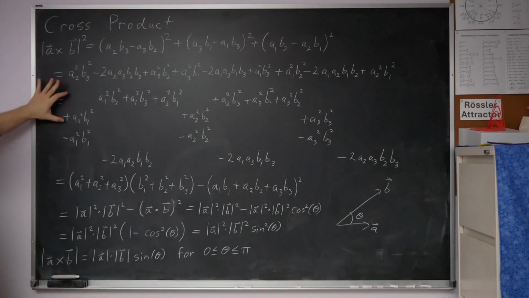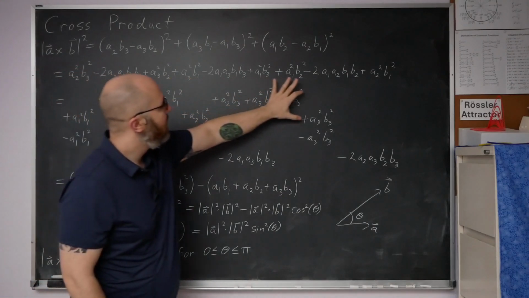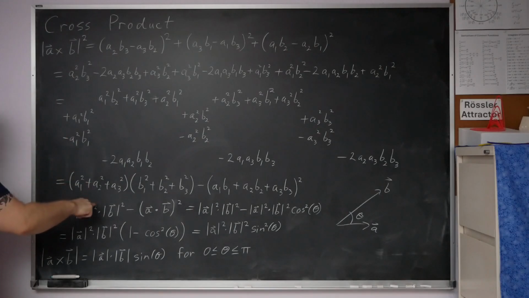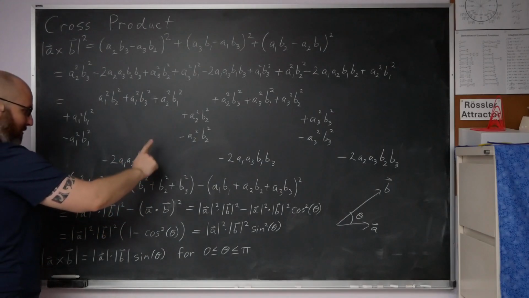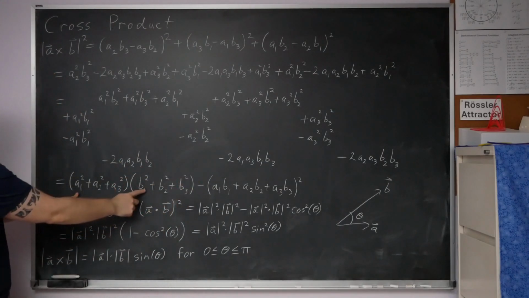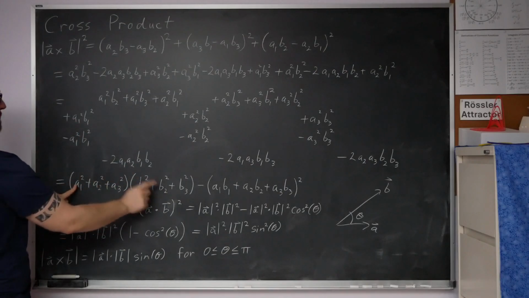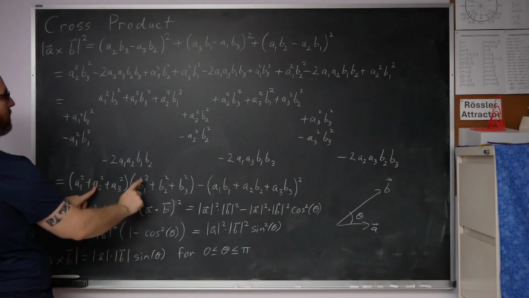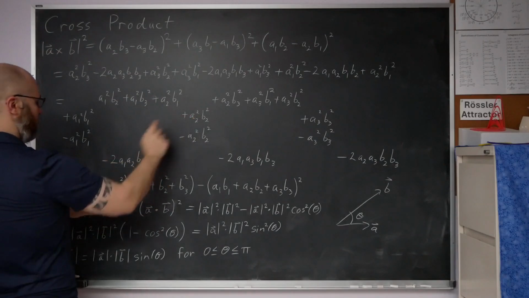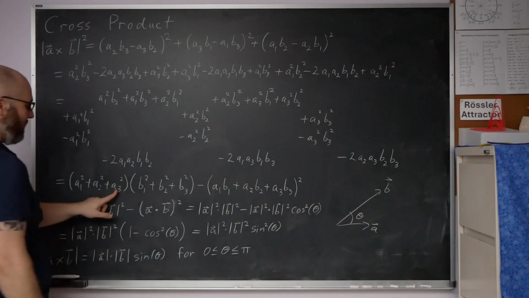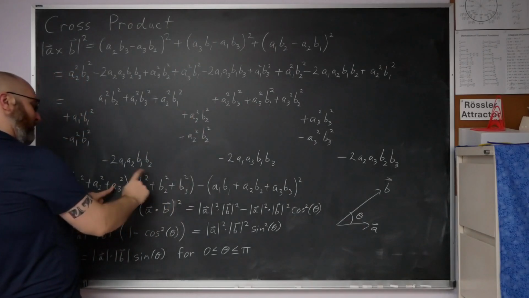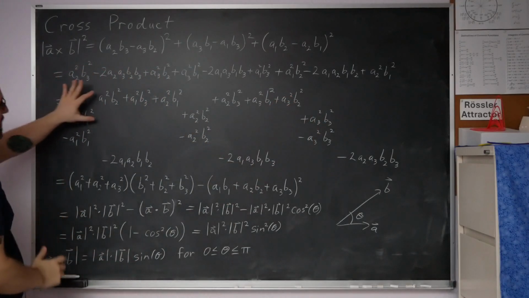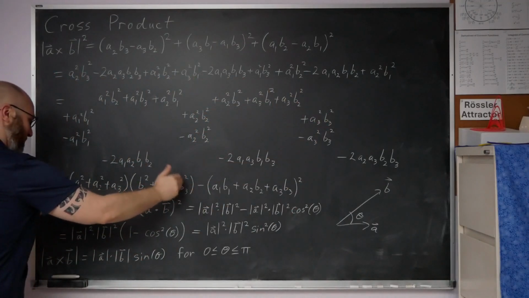Well, it turns out if you take the top two rows now, that actually all comes together to be a1 squared plus a2 squared plus a3 squared, quantity, times b1 squared plus b2 squared plus b3 squared, quantity. I have a1 squared b1 squared, a1 squared b2 squared, a1 squared b3 squared, a2 squared b1 squared, b2 squared, b3 squared, and a3 squared b1 squared, b2 squared, and b3 squared. So I was able to take the top two rows and put it into this.